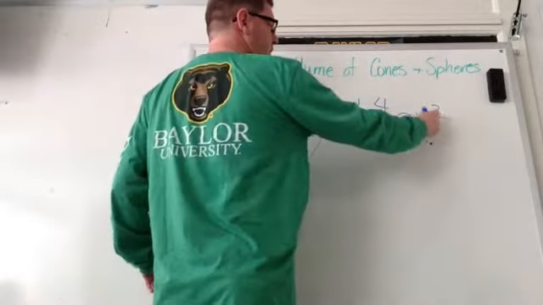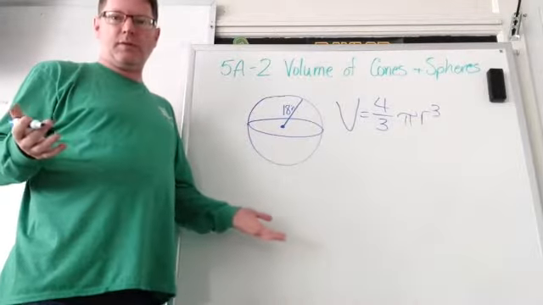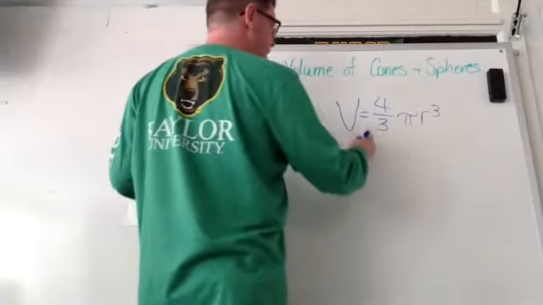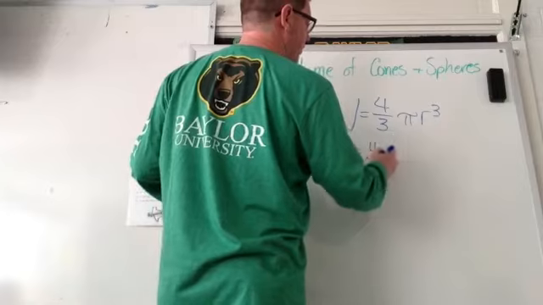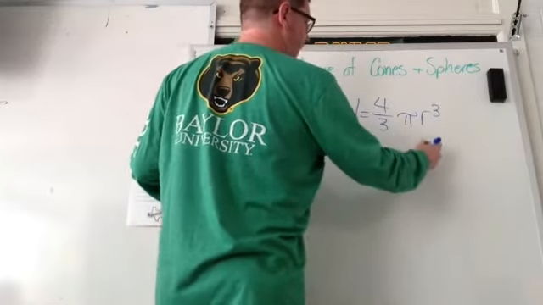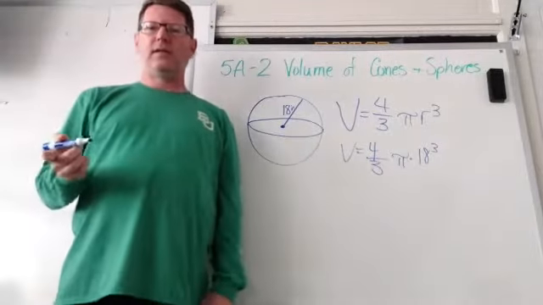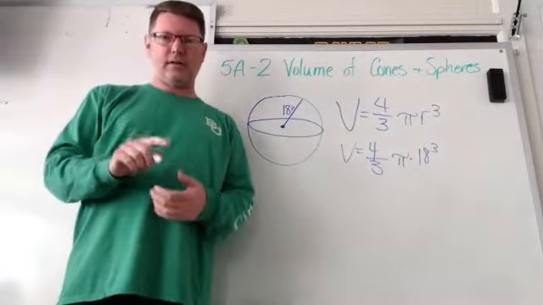4/3 times pi times r to the third power. So let's plug in our numbers. There's only one number to plug in, that's the r. So V equals 4/3 pi times 18 to the third power. Now, there's something a little bit tricky about this, so let me grab my calculator.